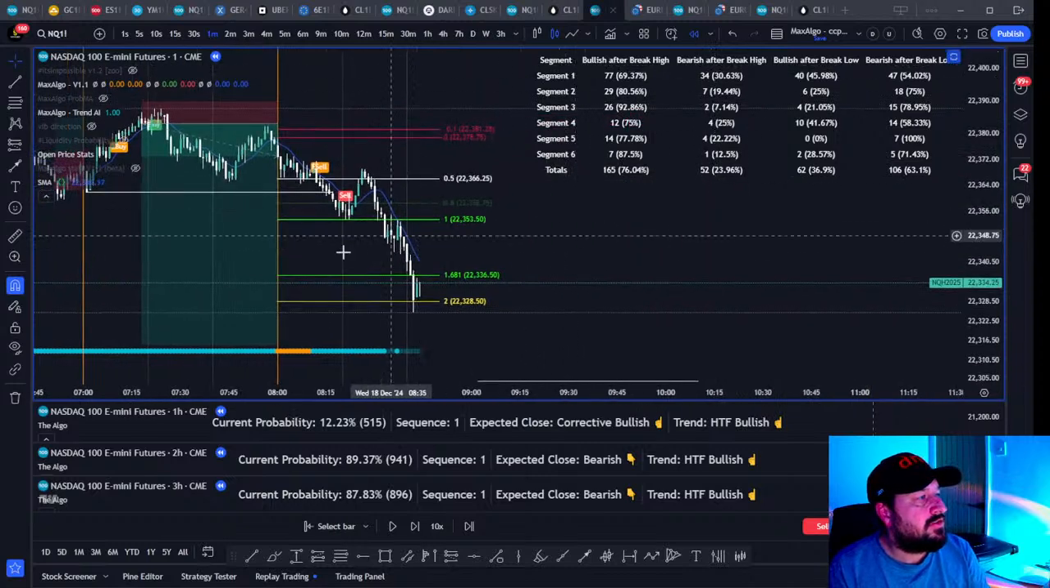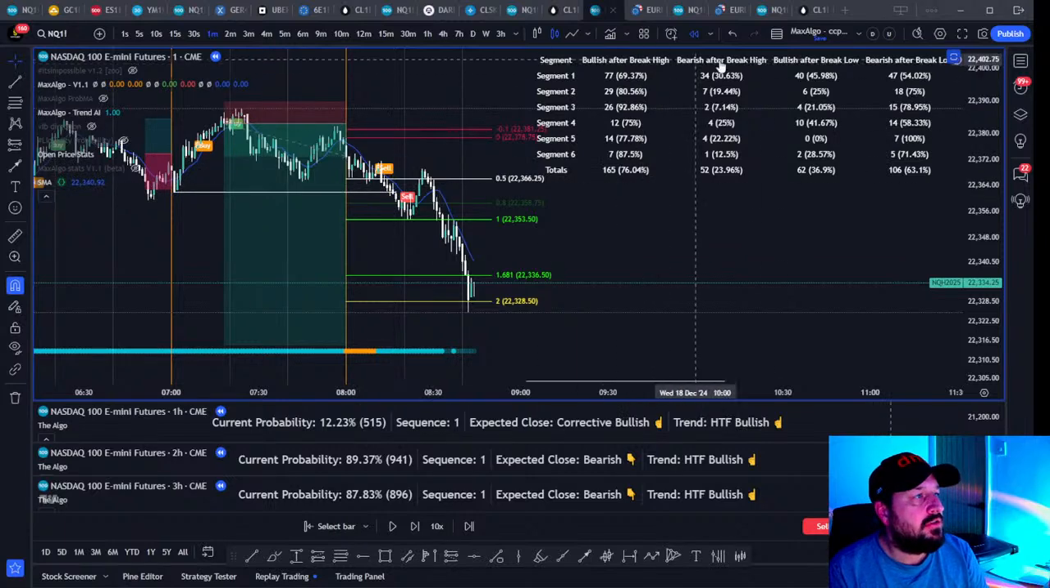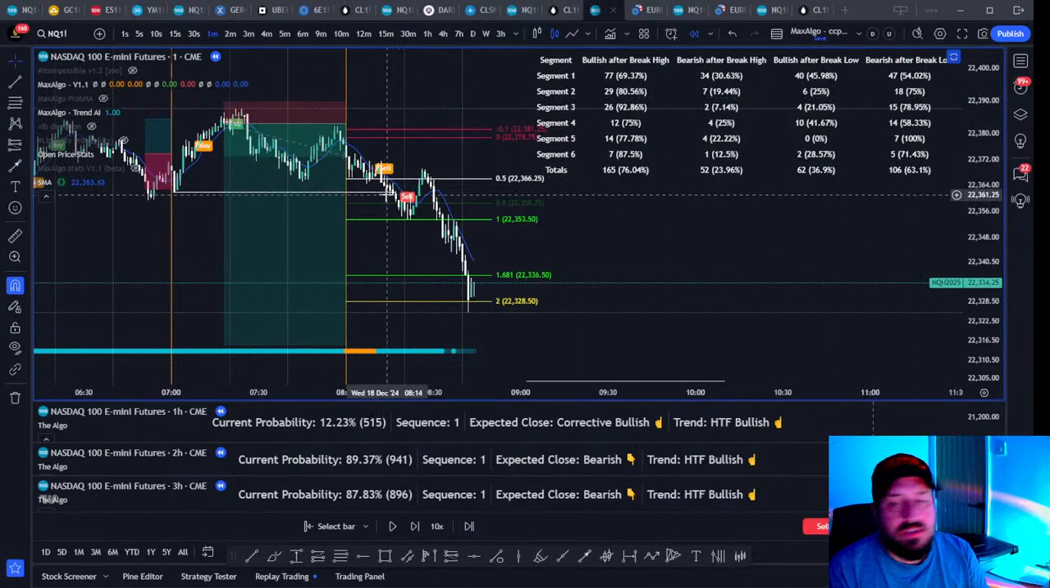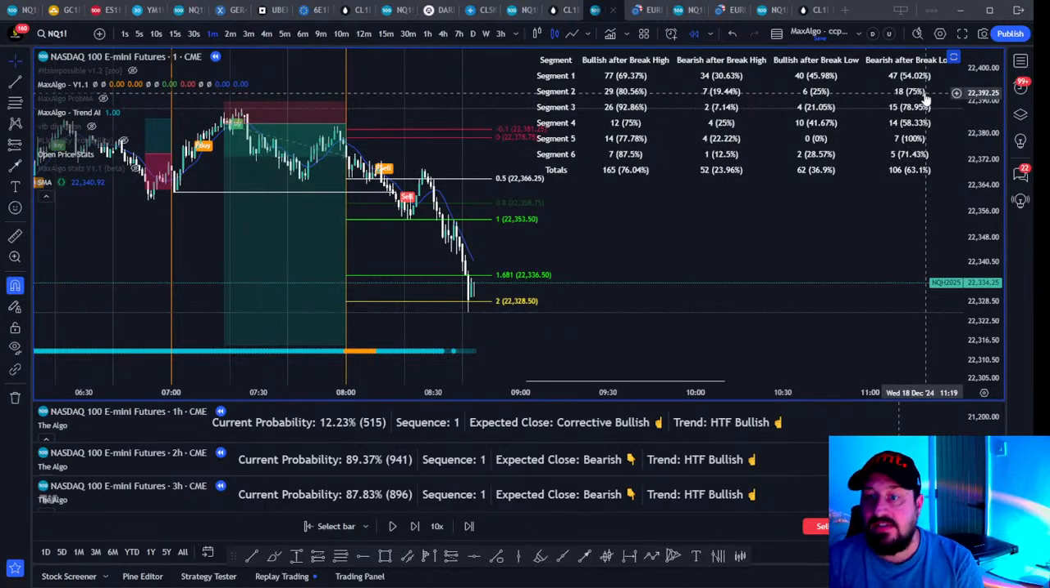Right, so we took the low of the candle in segment 2. So we broke the low in segment 2. When we do that, there's a 75% probability of closing bearish. Let's just tick up our probabilities. Below the open, 69%. Taking the low of the previous hour, 75% of being bearish. Current probability on the algo, 87% bearish.